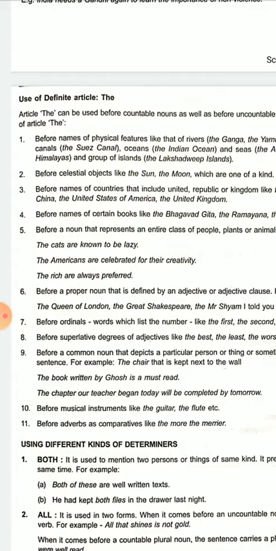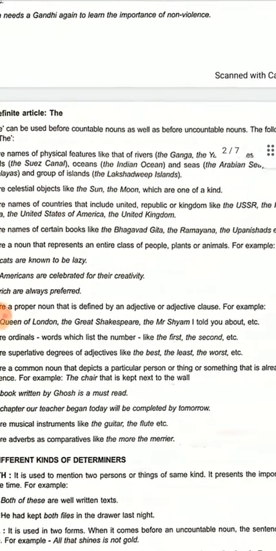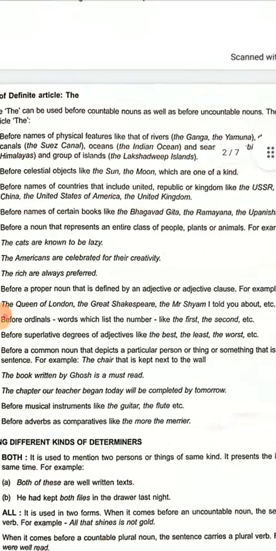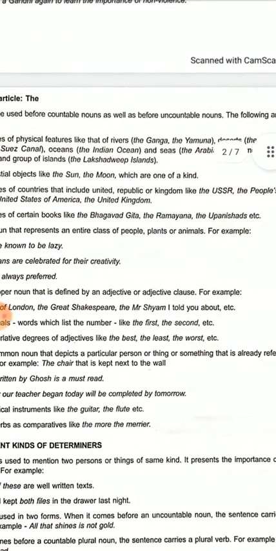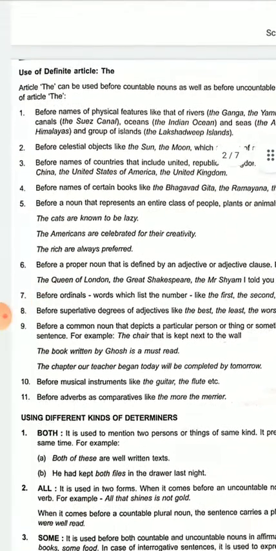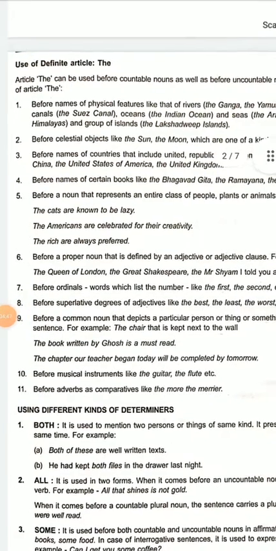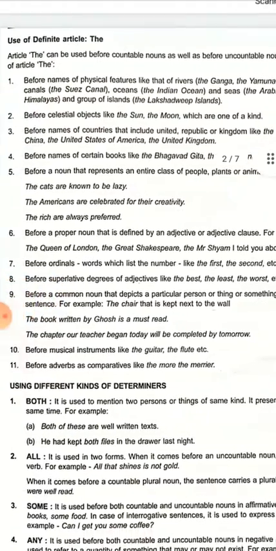The article comes before a noun that represents an entire class of people, animals, or examples. The cats are known to be lazy. The Americans are celebrated for their creativity. Before a proper noun that is defined by an adjective or adjective clause. For example, the Queen of London, the great Shakespeare, etc. Before ordinals, and before superlative degrees also, the article comes.